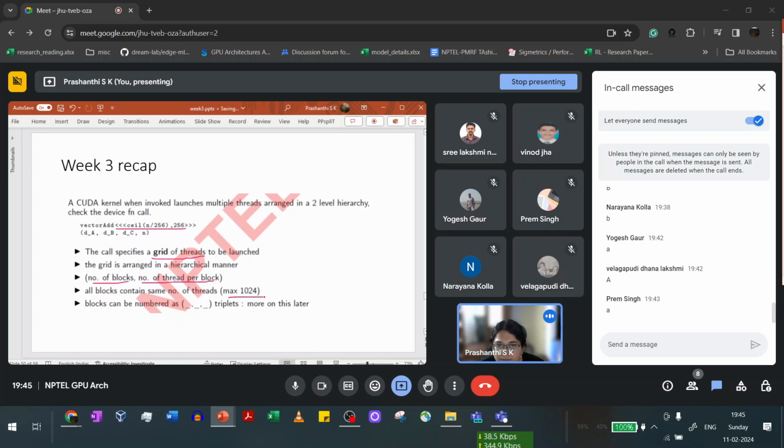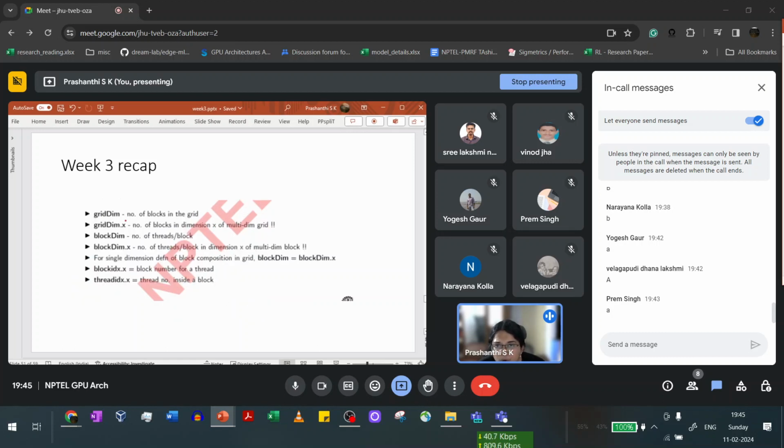This is capped at a max of 1024, and blocks can be numbered as a three-dimensional triplet. We'll come to this later. So what do some of these terms mean? gridDim is basically the number of blocks in your grid. If you think of a two-dimensional grid, then you can have something like this, right? Where your gridDim.x tells you the number of blocks in dimension x, and your grid, voice is breaking. Is that for everyone?